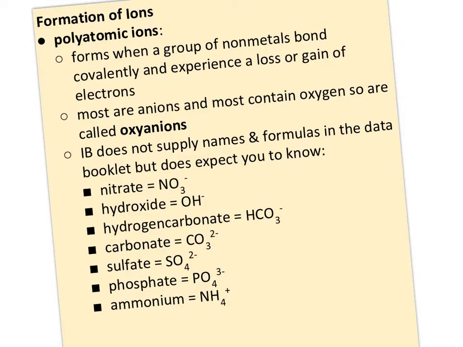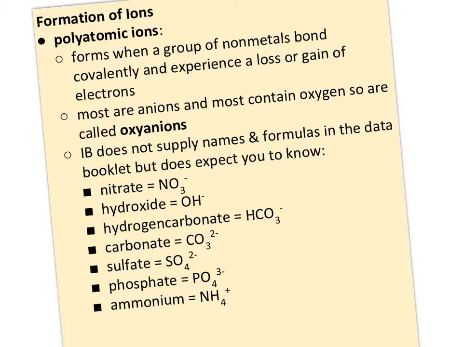The other group to mention are polyatomic ions. It's just what it sounds like. It's an ion made of several atoms. It forms when a group of nonmetals bond covalently, and then they either gain or lose an electron. So they need something to finish out the stability of the group. Most are anions, and most contain oxygen.